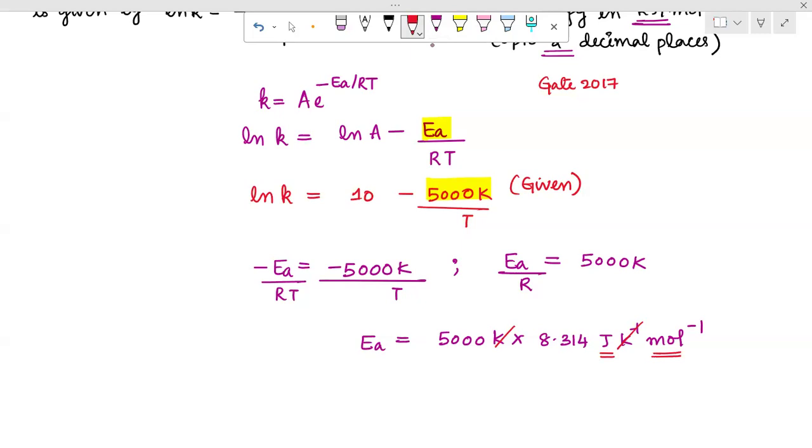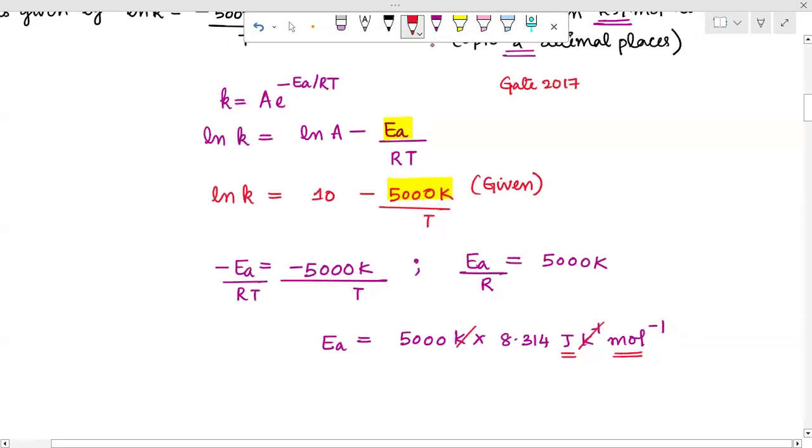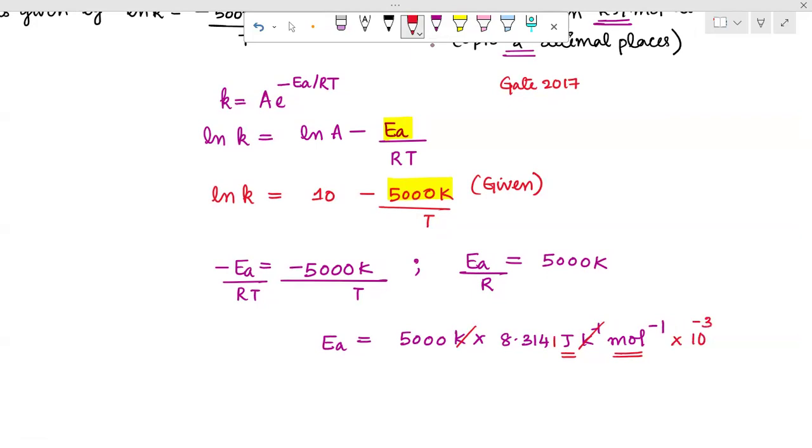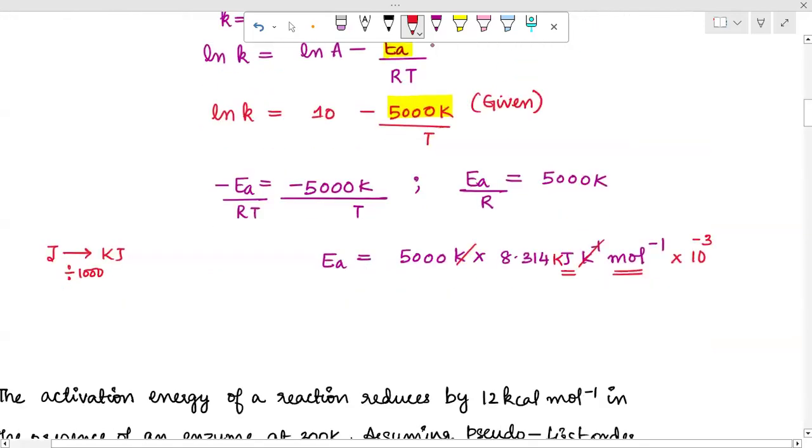Okay. So, in order to get your final answer in kilojoules, you need to multiply it with 10 to the power minus 3 so that you get it in kilojoules. Very important. How do you convert joules to kilojoules? You will divide it by 1000. Correct? Dividing by 1000 is same as multiplying with 10 to the power minus 3. Right? Now you can use your calculators. 5,000 into 8.314 into 10 to the power minus 3 kilojoules per mole.